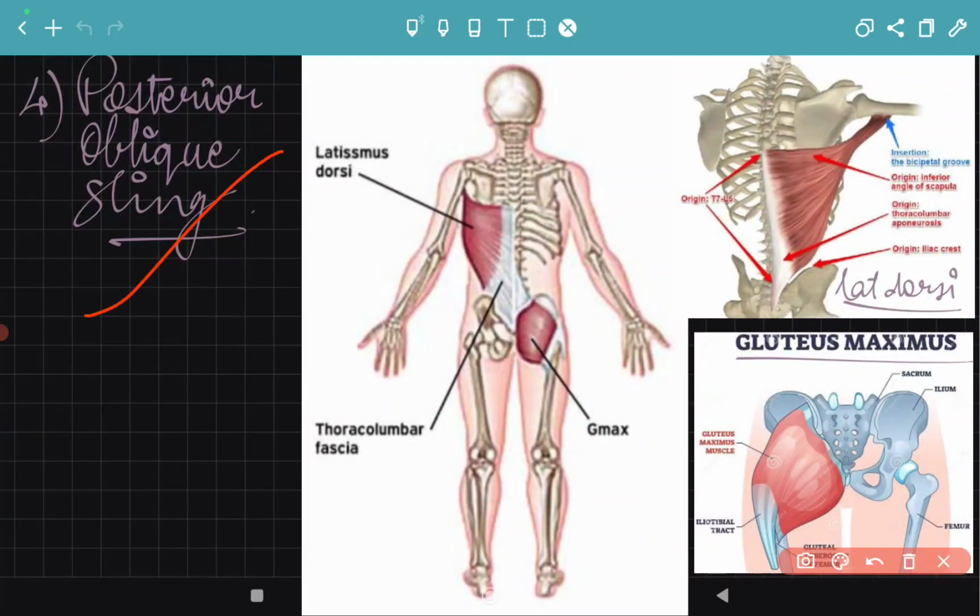Now let's see about posterior oblique sling. It is formed by what group of muscles or what muscles? So it is possibly two muscles connected with fascia in between. So again from down to up we have gluteus maximus and upwards is lat dorsi of opposite side, and both are connected via the thoracolumbar fascia.